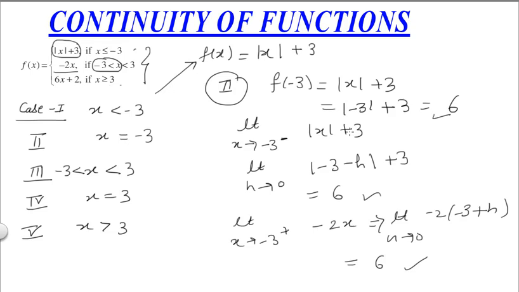Now when x lies between -3 and 3, you see the function is minus of 2x. So it is a polynomial function, will be continuous. In the fourth case, you have to do as I have done in case 2. You will check LHL, RHL and the value of the function at 3. In the fifth case, you see it is a polynomial function for greater than 3, and hence it will be a continuous function for all real values of x that are greater than 3. This is how you check the continuity of the functions or points of discontinuity of the function. Let us move to the next topic now.